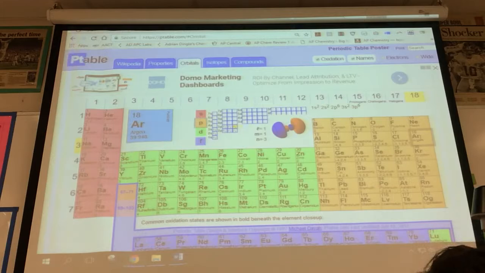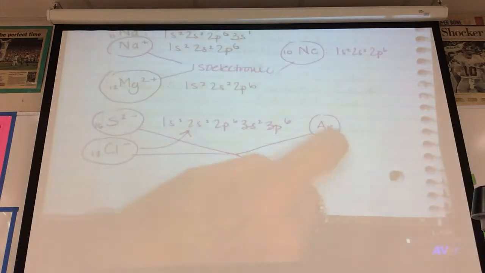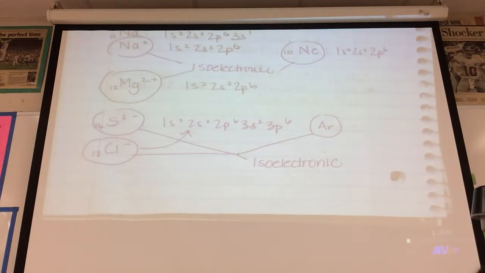Similarly, if I had a chloride ion, 17 protons, 18 electrons, same electron config, we say that these three species are isoelectronic. They have the same electron configuration. So these three have the same electron configuration. So anions are isoelectronic with the element at the end of the period. Cations with the element at the end of the period, but in the preceding period.